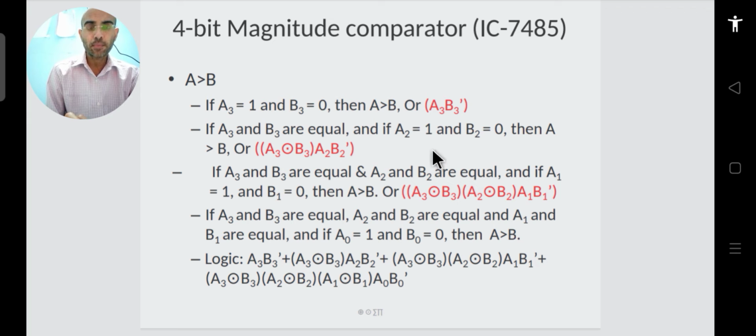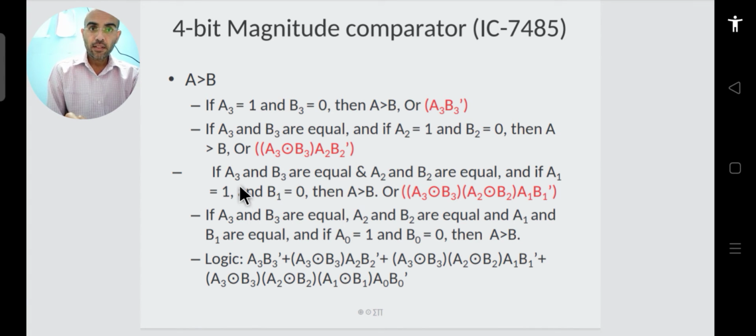Okay, so this is what the procedure is. First we'll start with the MSB. If A3 is greater than B3, then the case will be A3 B3 complement. But if A3 and B3 are equal, and if A2 is 1 and B2 is 0, then this particular case can be implemented with this hardware. So it is A3 XNOR B3 and A2, non-complement, and B2 is 0, so B2 complement.